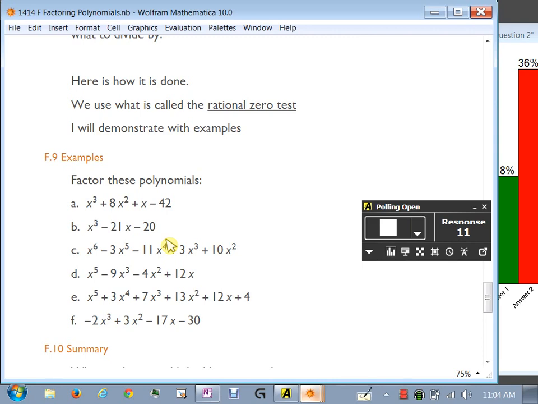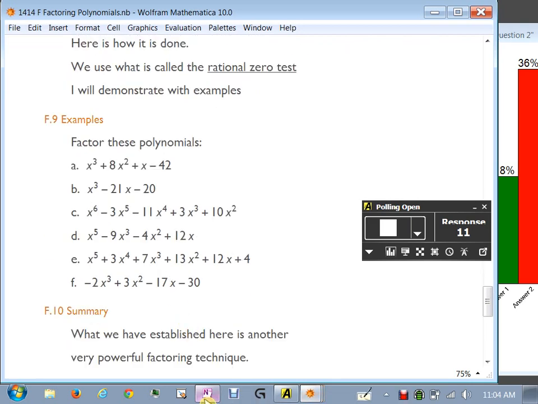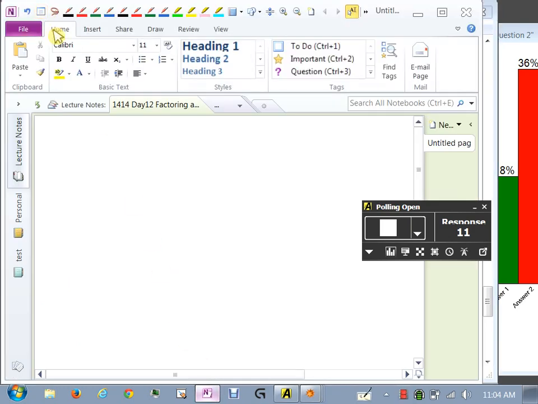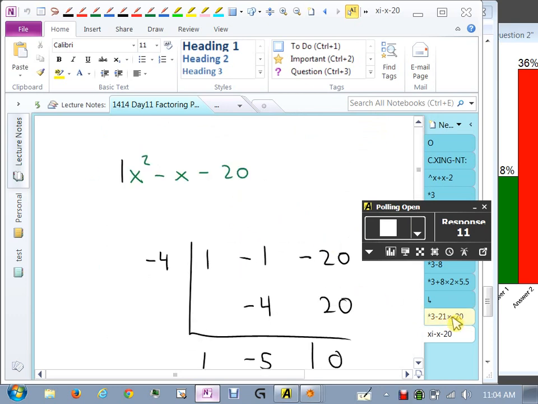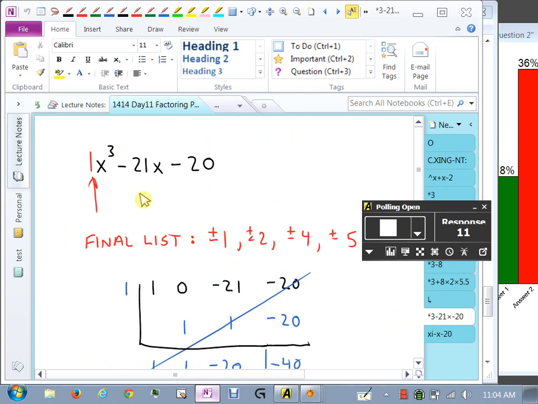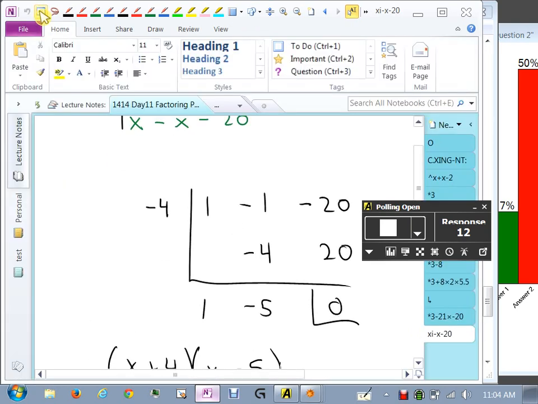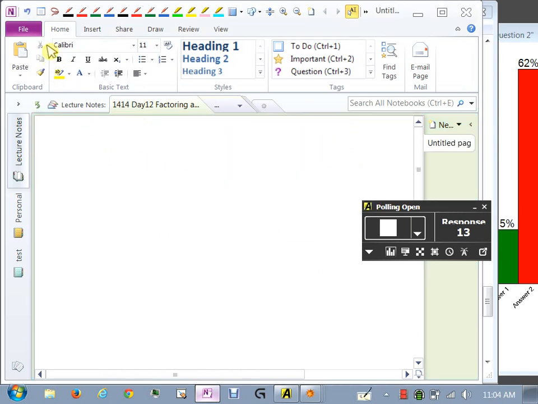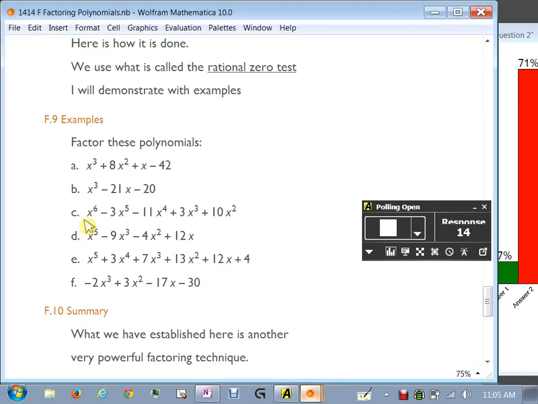All right, which of these did I do? Did I do any of these? Factor these? I did A? We did A and B? Yeah, we did B. I did this one. Okay, so let's move on to bigger and better things. I want to pick up with letter C, but I want to do something a little different.